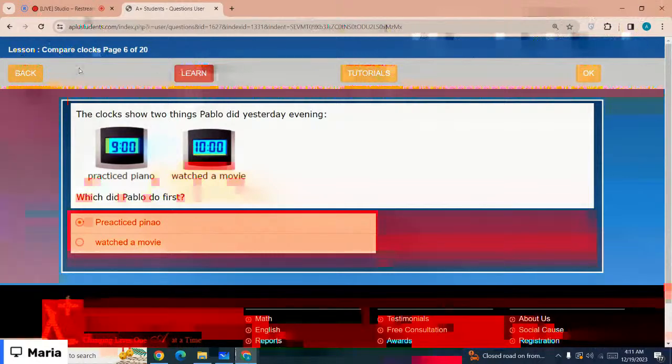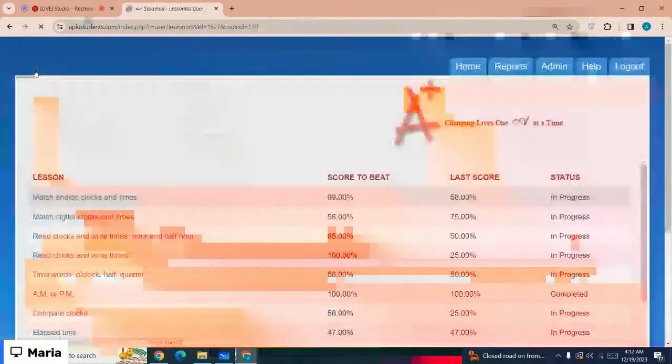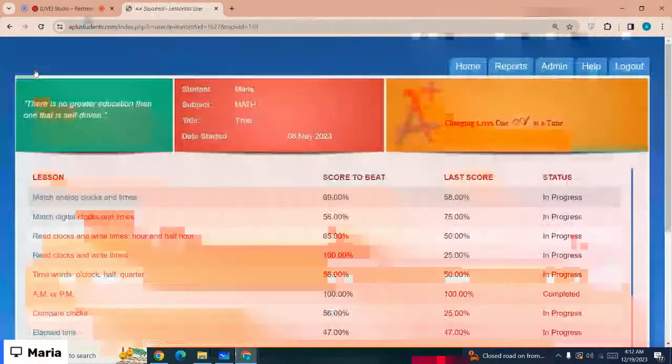Okay, you can complete the lesson by yourself later today. Let me just move on to next lesson. The next lesson is elapsed time.